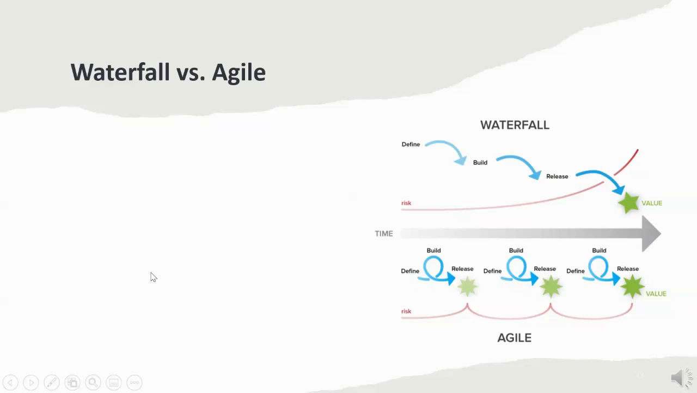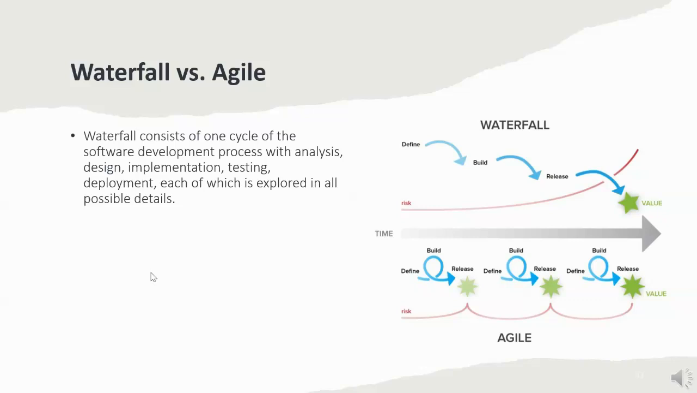Comparing Waterfall and Agile. Waterfall consists of one cycle of the software development process with analysis, design, implementation, testing, deployment, each of which is explored in all possible details. Agile consists of many cycles of the software development process. Each cycle accumulatively evolves from fewer details to all possible details.